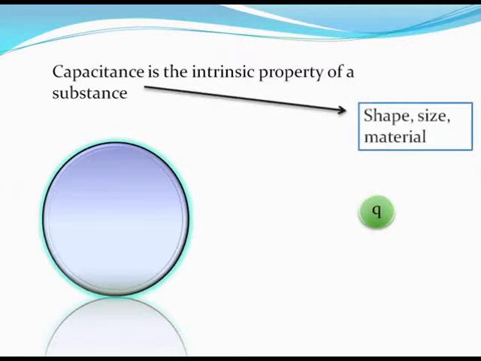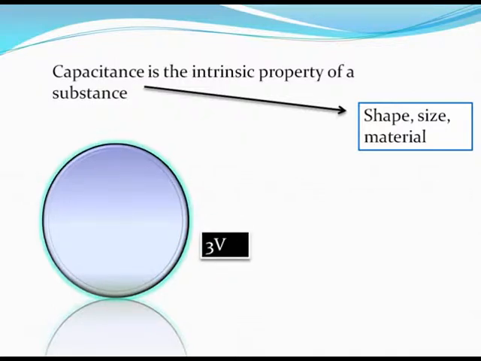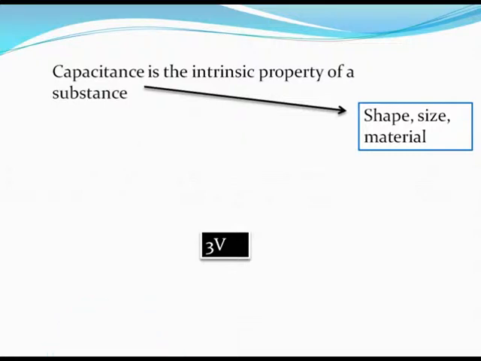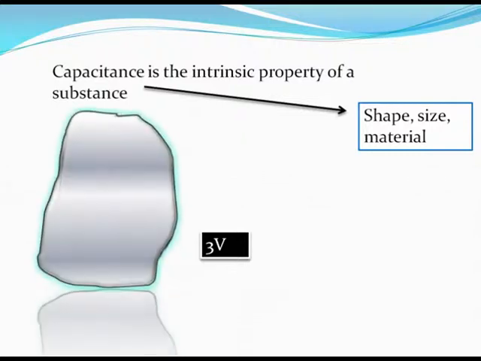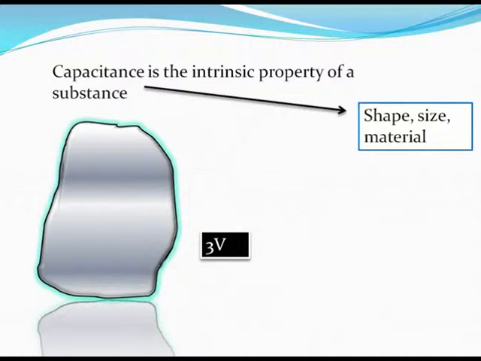Capacitance, the ability of the body to increase its potential when charge is added to it, depends on the shape, size and material of the body. So let's say you have this disc that you see on your screen. When I add a charge Q to this disc, the electric potential of this body increases by 3 volts. But if I change the shape of this disc and make it something like this, in that case, adding the same charge Q to this body might actually increase the potential of this body by 5 volts. Interesting, isn't it?